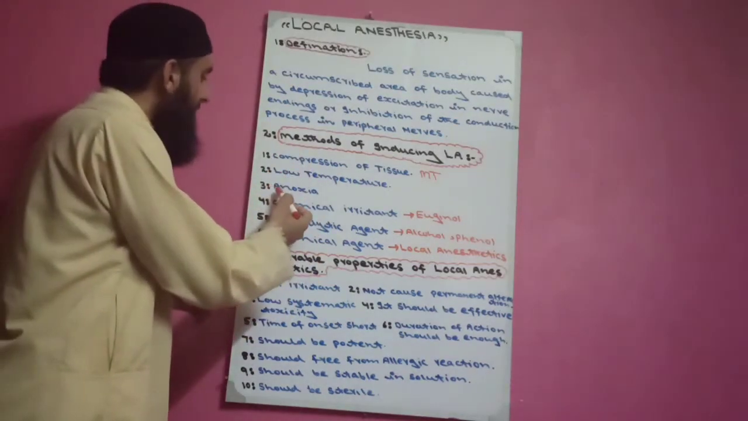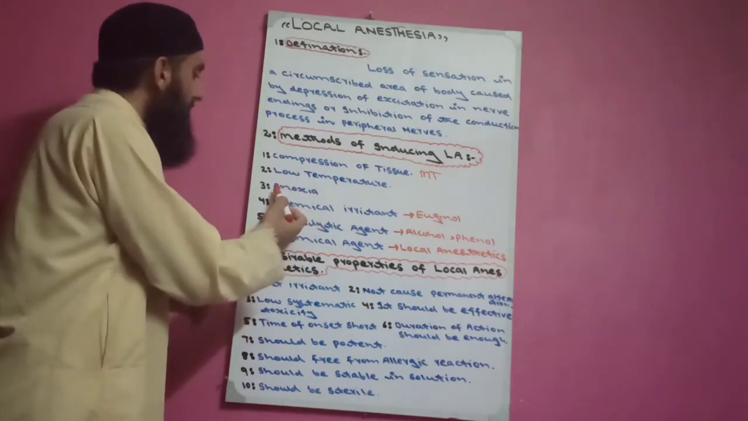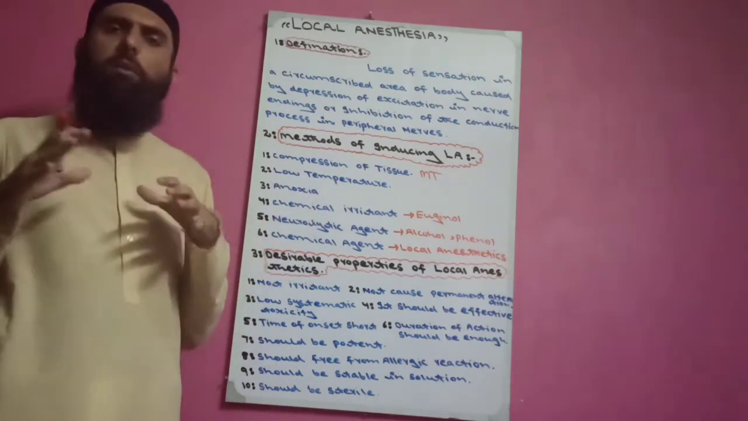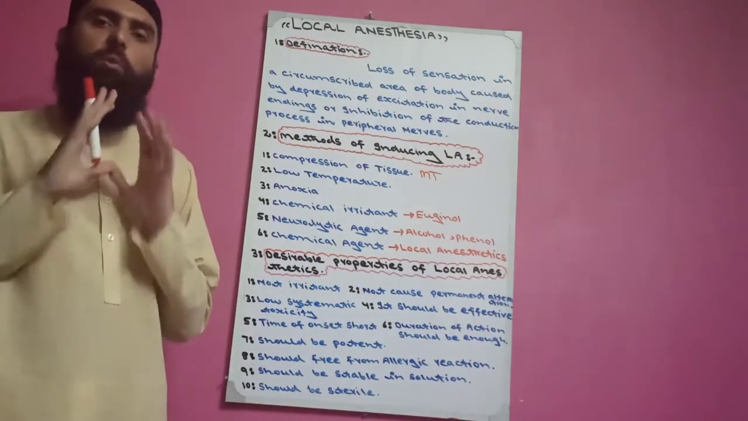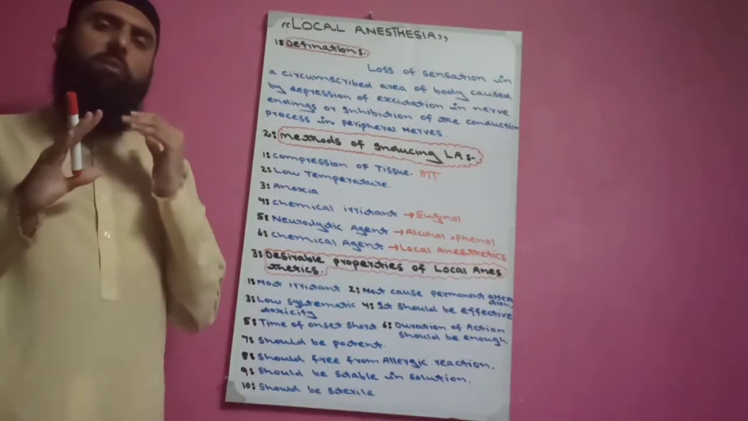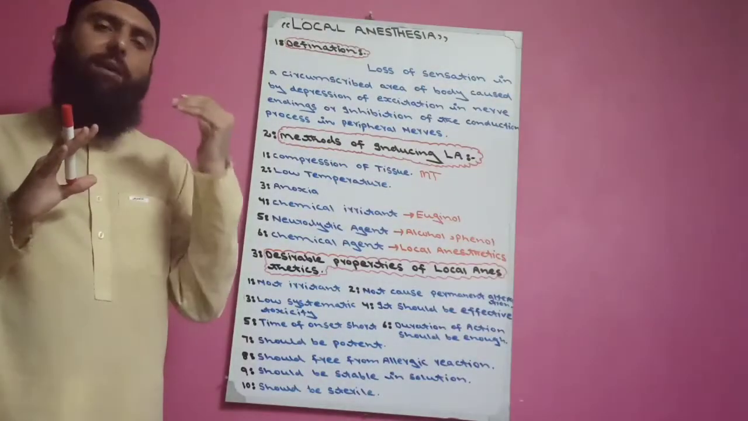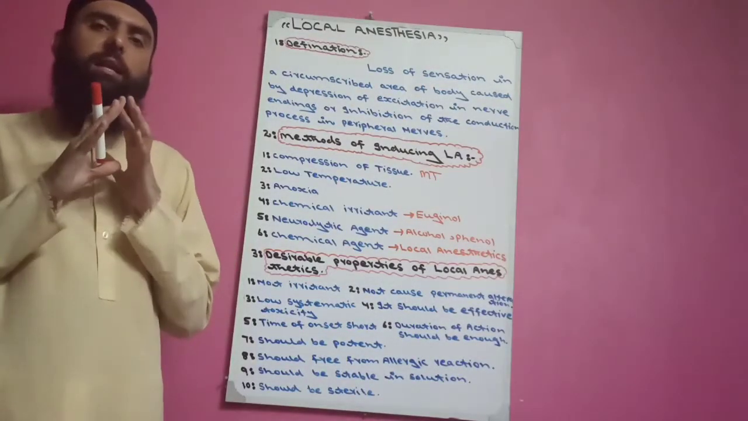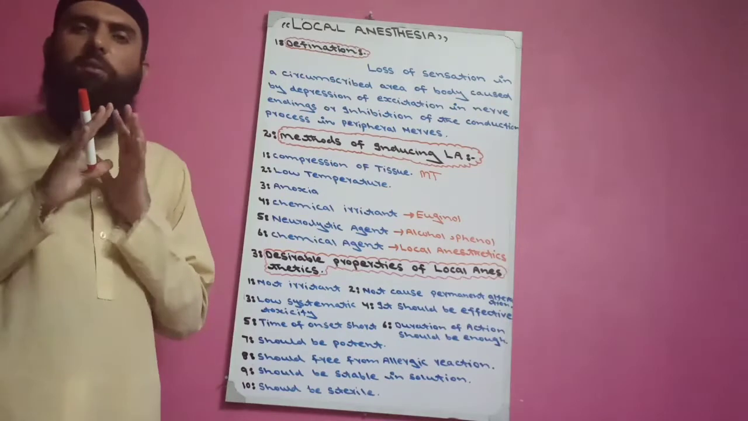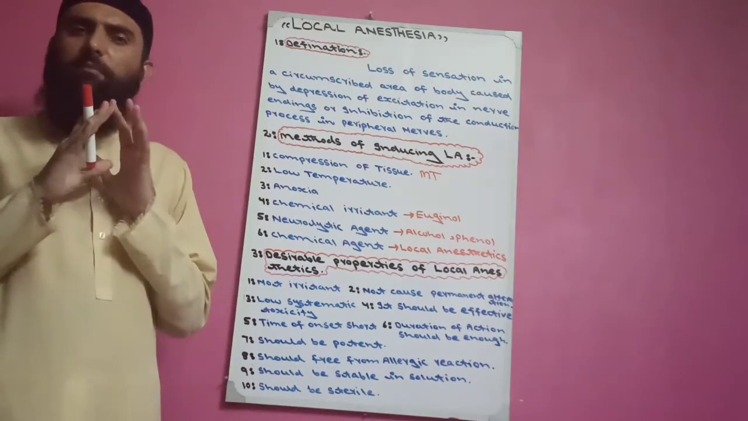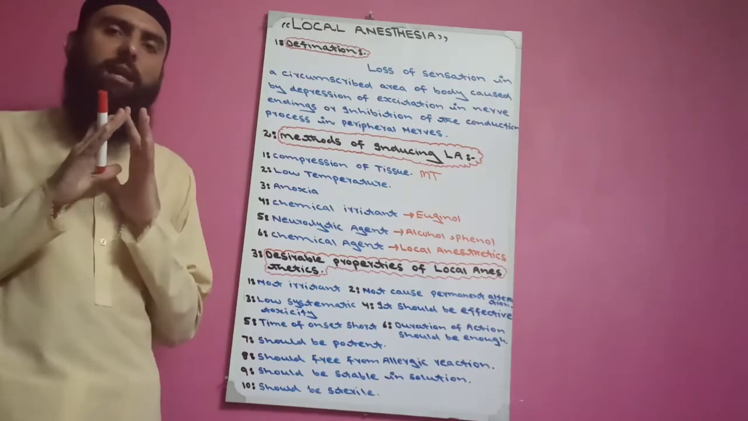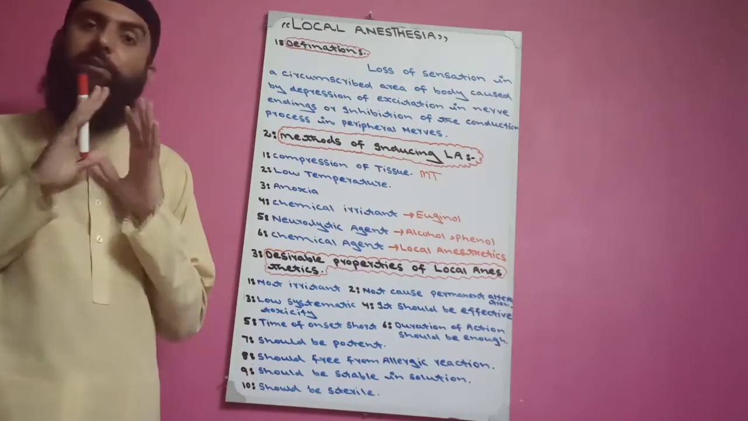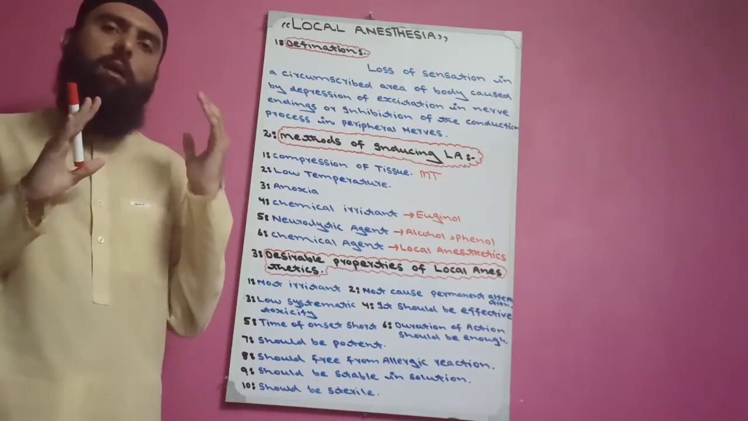The third method to induce local anesthesia is anoxia. What is anoxia? Severe hypoxia is called anoxia, meaning severe decrease of oxygen supply to the neuron. When there is a severe decrease in oxygen supply to the neuron, again the neuron function becomes altered. In the result, there will be loss of sensation.